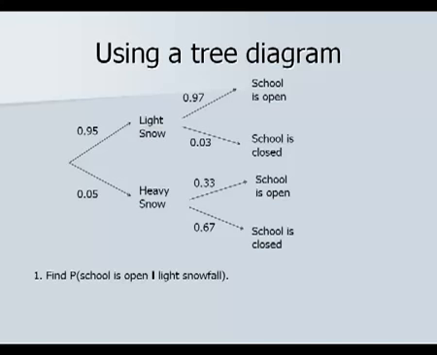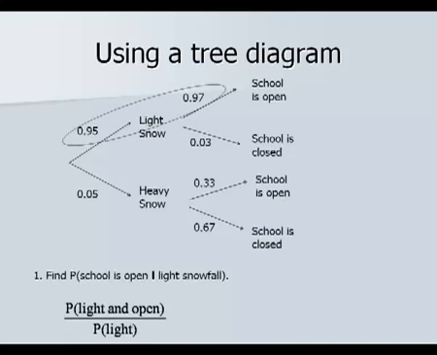Okay, so we got our probabilities filled in our tree diagram, and the question is asking us to find the probability that school is open given it was a light snowfall. The formula tells us we do the probability of both events occurring divided by the probability of the given. Both events occurring mean the probability of it being light and open divided by the probability of the given, which is that it's light.